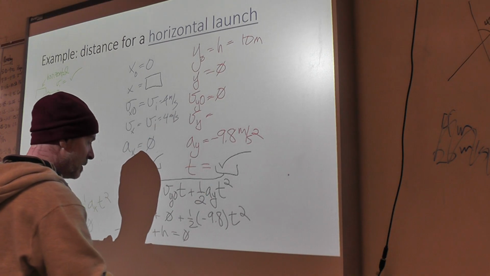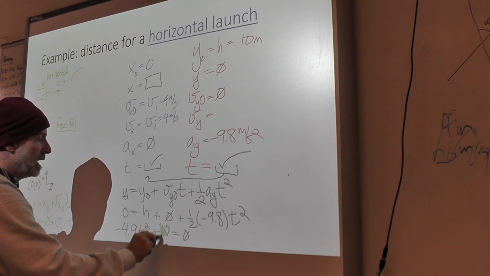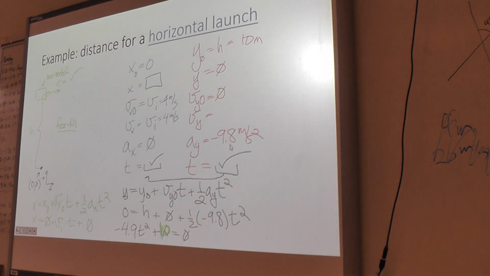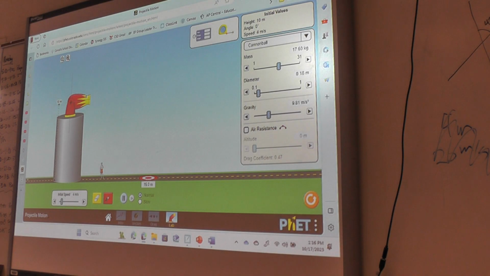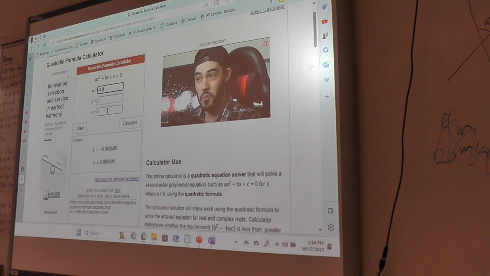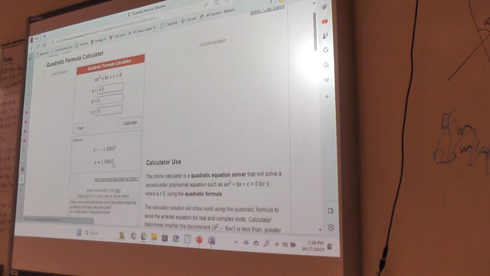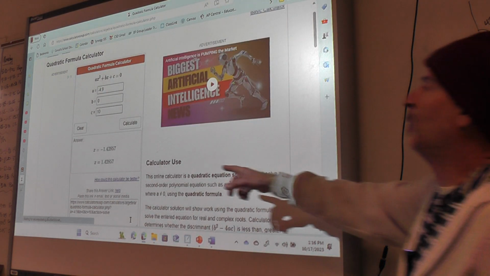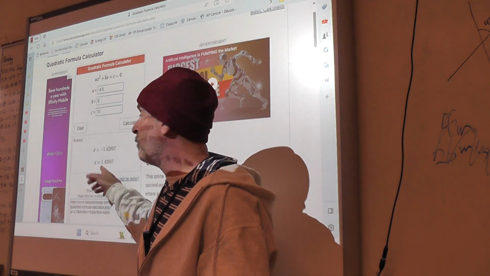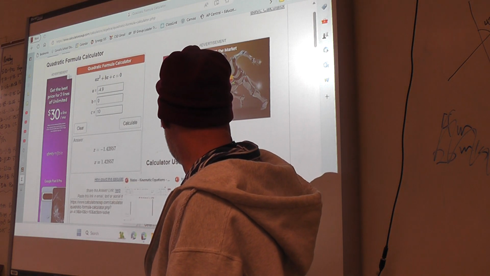So that means our height here is going to be 10. H is 10. So that means in our quadratic formula, our A is going to be negative 4.9. Our C is going to be 10. And that means that the time is going to be, well, there's two: negative 1.43, that's before the launch, and 1.43. So it's going to take about 1.43 seconds to hit the ground.